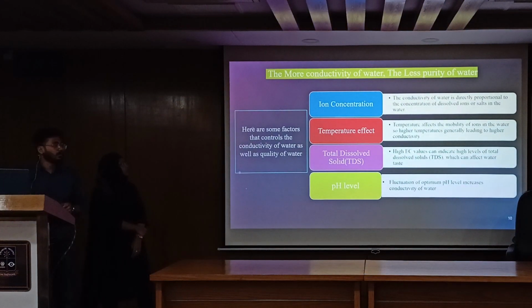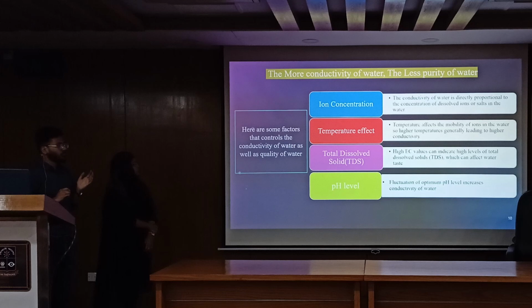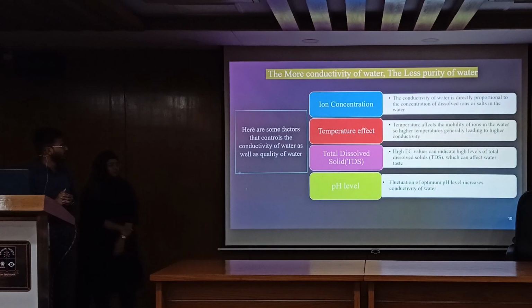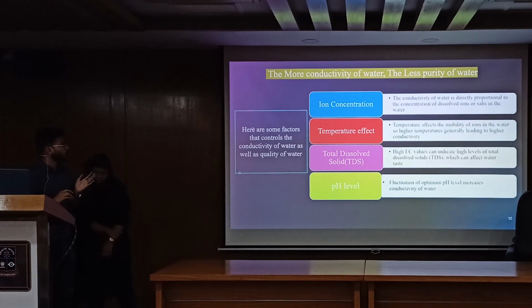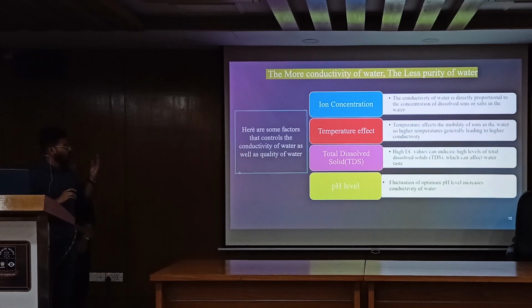So there is a saying that the more the conductivity of water, the less the purity of water. There are some factors which control the conductivity of water. These are ion concentration, temperature, total dissolved solids or TDS, and pH level. Ion concentration, temperature, and TDS are proportional to the conductivity of water. So as these increase, the conductivity of water also increases, and the water quality decreases.